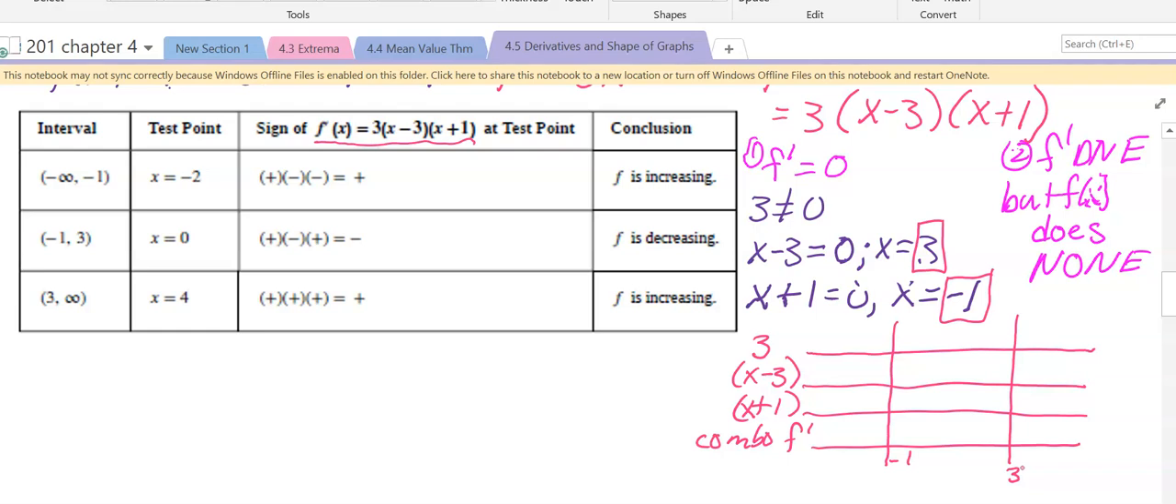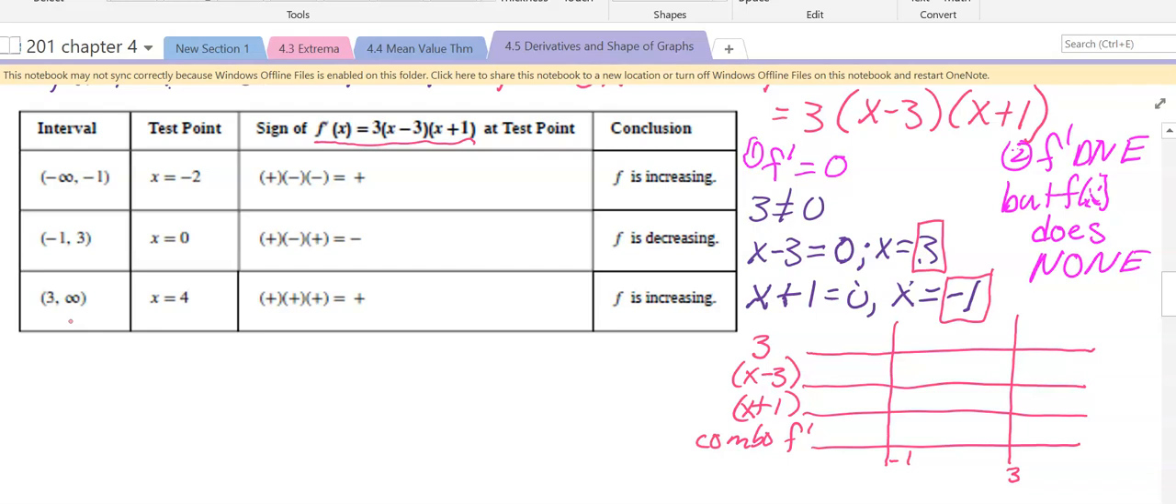Now I need to find test points. You will notice that what I've produced is sort of like a chart similar to the table. I have divided up the number line into regions from negative infinity to negative 1, just as the table did, between negative 1 and 3, again like the table, and from 3 to infinity, also like the table.